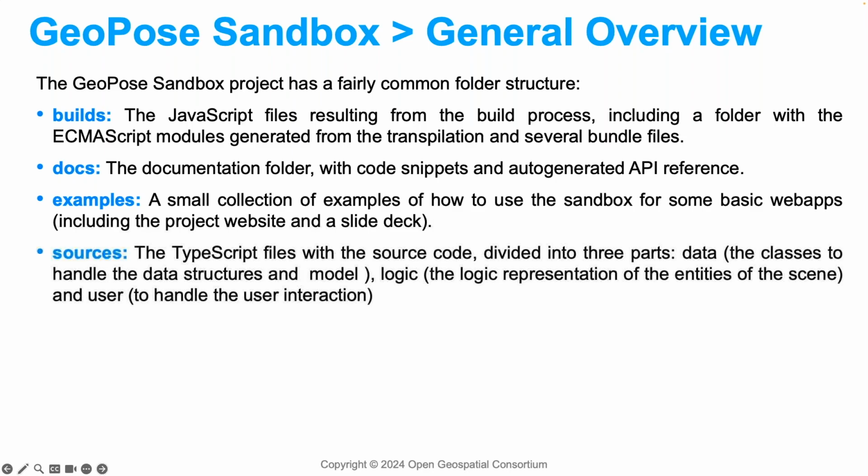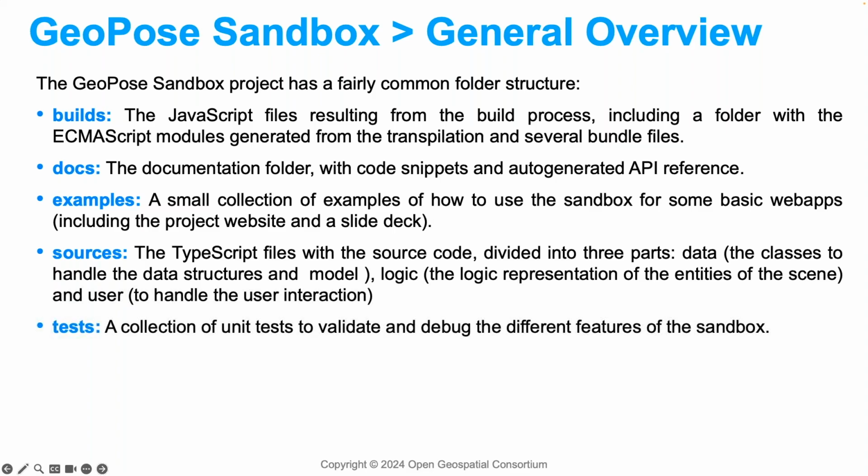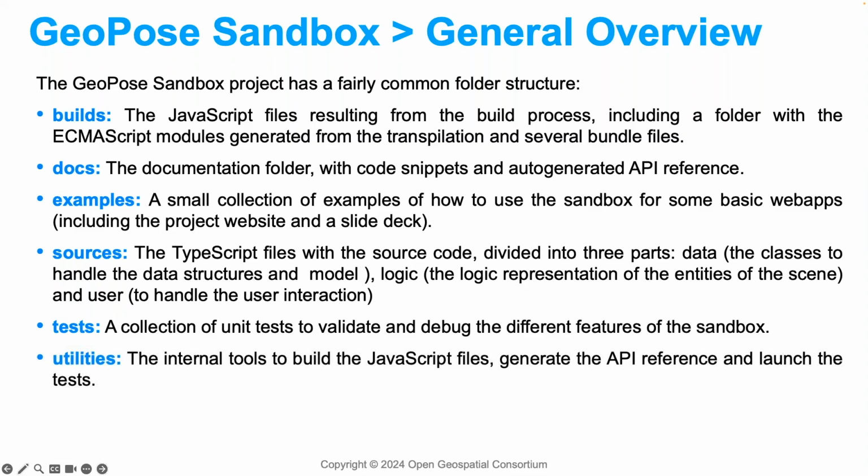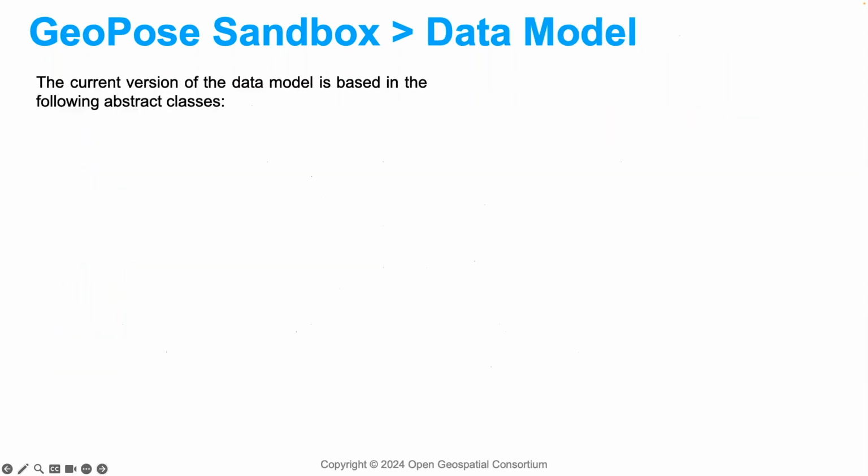Next, the sources with three different parts, so that you can just take the data where everything is connected, or you can get the logic representation of the different entities, or if you want everything already done, you can take the data, logic, and user interface together, and you will be able to create web apps in a second. Next, the tests, so that you can see the different features, and finally the utilities to visualize and test the different things.